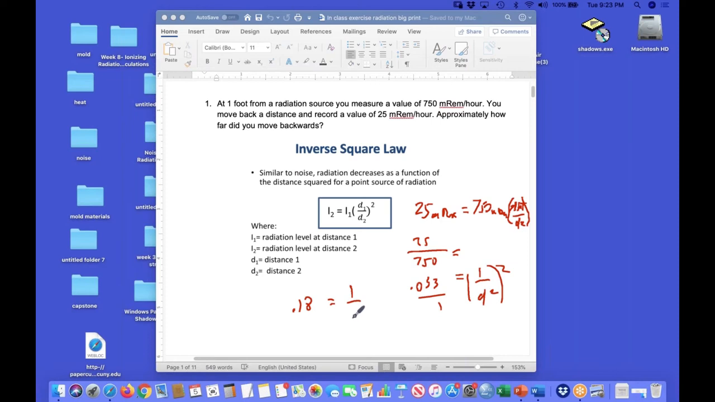Equals 1 over D2. Cross multiply, and D2 is equal to 1 over 0.18, which winds up being 5.48. Are we all in agreement on that? It's just the inverse of 0.18. Everybody's okay with that, right? Nothing complicated there. It'll get worse. Okay.